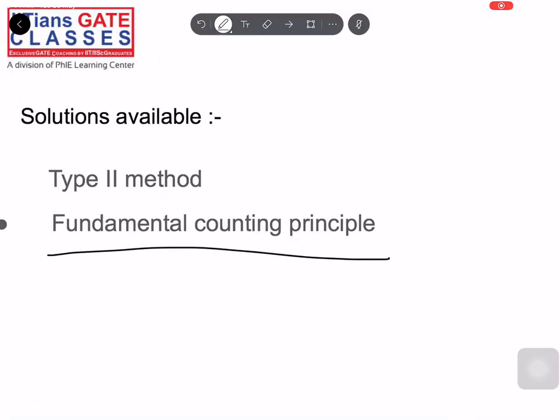Now, one thing you should remember is, either you can use the type 1 method or you can use the type 2 method. Both methods will give you the right answer. The only difference is, for some types of problems, type 1 will give you the answer more easily, and for other types of problems, type 2 will give you the answer more easily. So it is dependent on the question which method will give you the answer more easily. You have to learn both methods and then apply accordingly, so that your life does not become difficult.